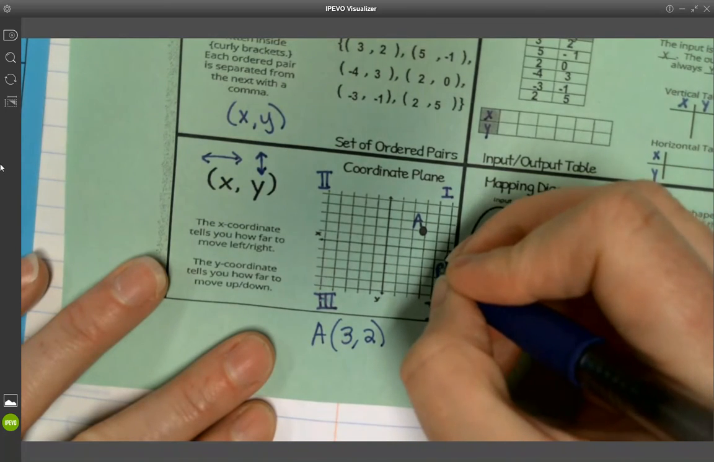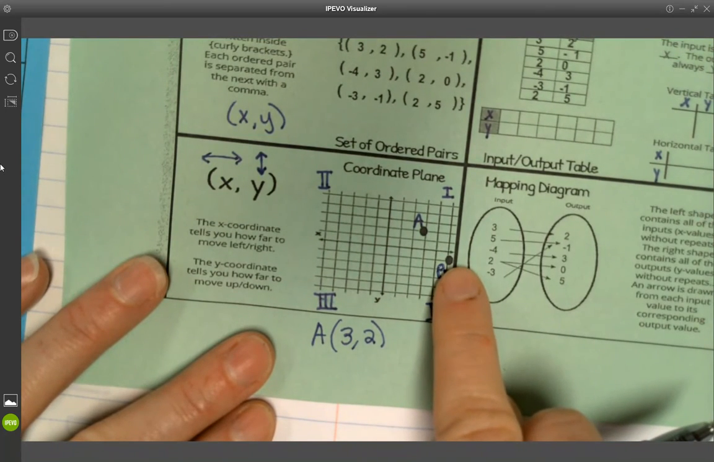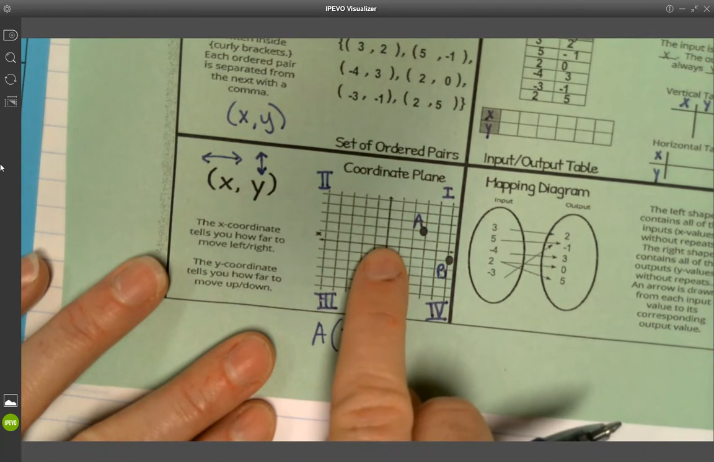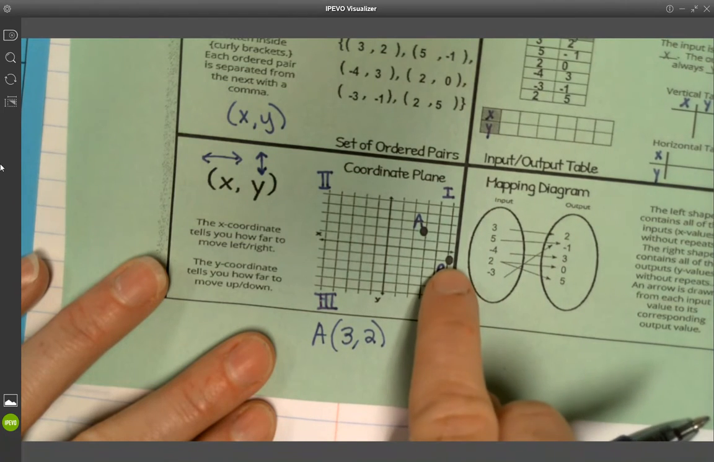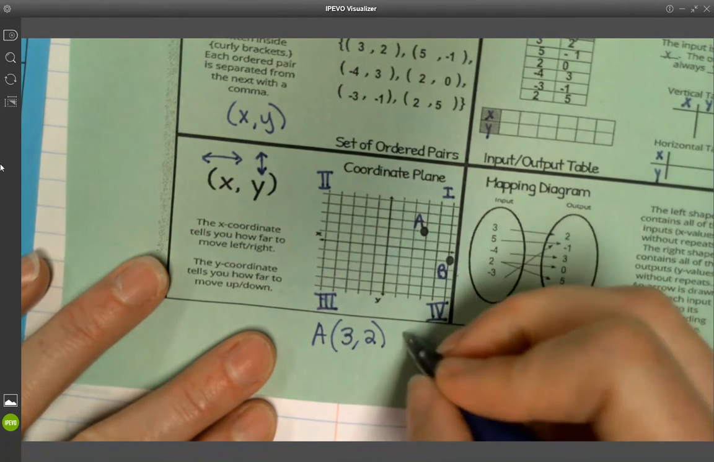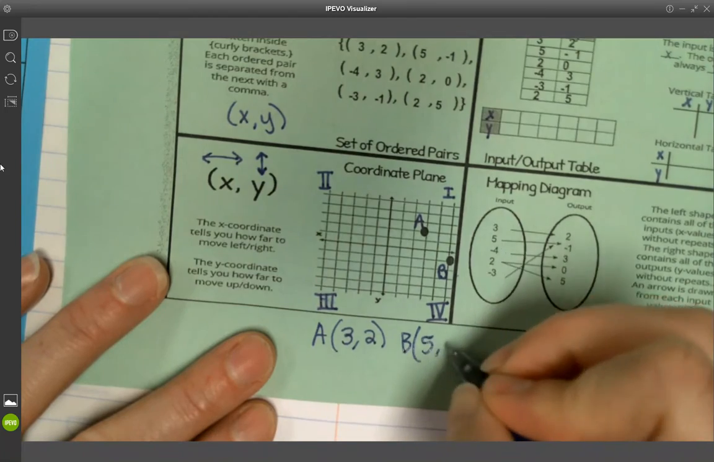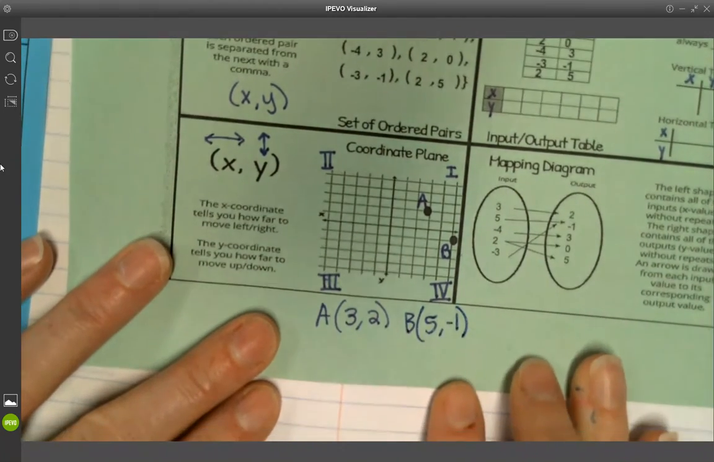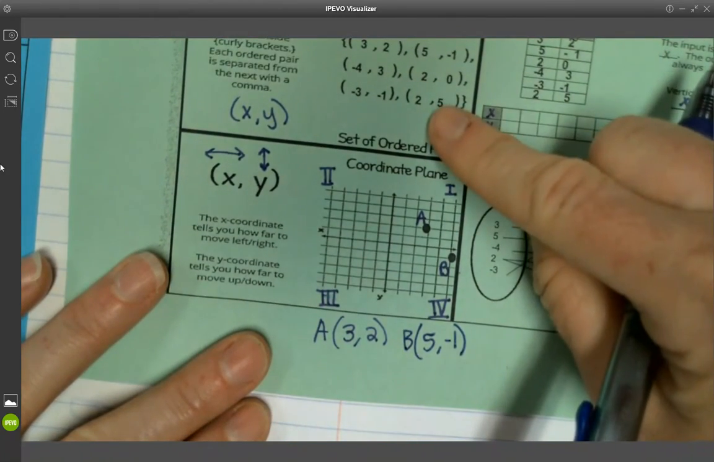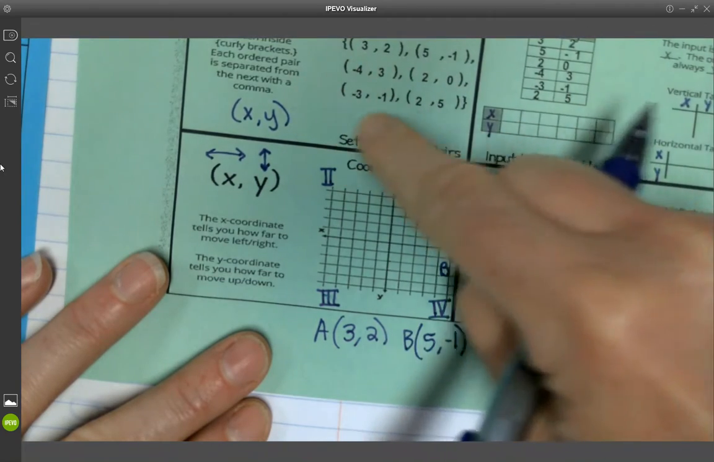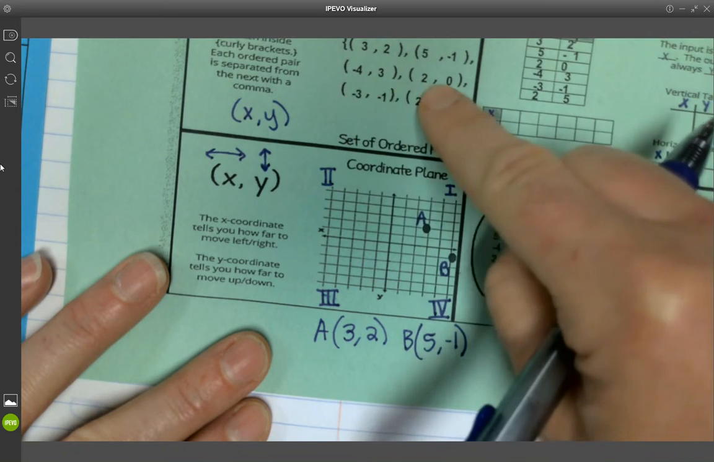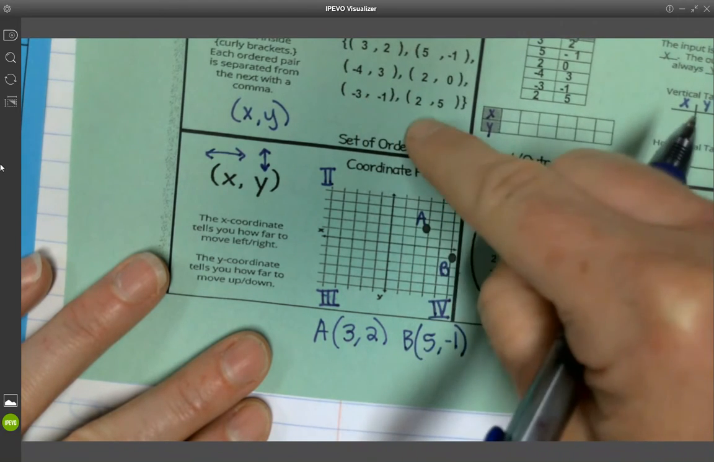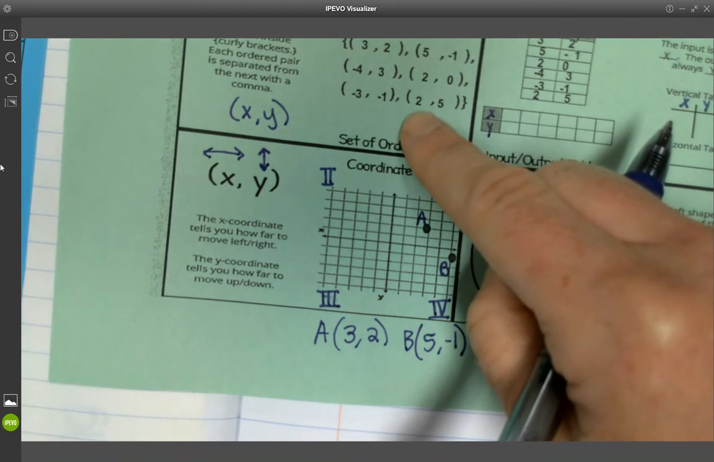And then B is this other point that we have right here. So we need to find the coordinates of that. So we start at the origin and we count 1, 2, 3, 4, 5, down 1. So it's going to be 5, negative 1. Okay. So now what I want you to do is go ahead and plot the rest of these points on here. So negative 4, 3, 2, 0, negative 3, negative 1, and 2, 5. So do that on your own right now.